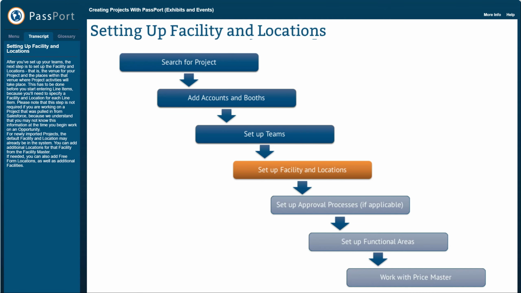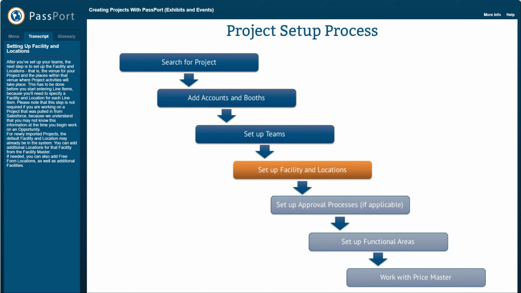After you've set up your teams, the next step is to set up the facility and locations. That is, the venue for your project and the places within that venue where project activities will take place. This has to be done before you start entering line items, because you'll need to specify a facility and location for each line item.